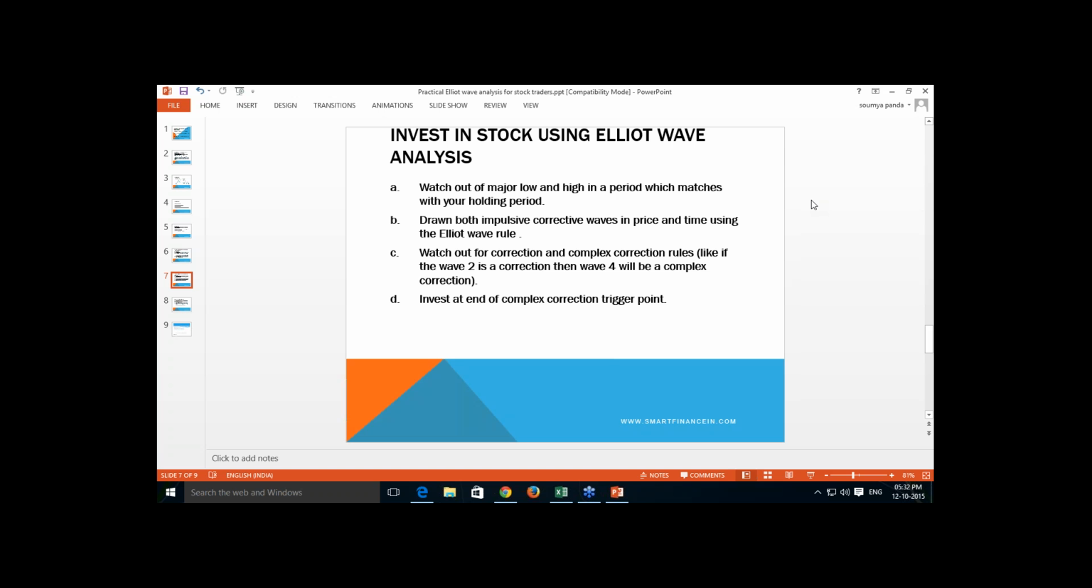So draw both impulsive and corrective waves, impulsive rising and corrective rising, impulsive and corrective falling. That means 1 2 3 4 5 in the rising direction, ABC in the rising direction, 1 2 3 4 5 in the falling direction as well as ABC in the falling direction. Watch out for a correction or complex correction, which means price moved but has not completed that move, meaning it has fallen back before 100% of your estimation.